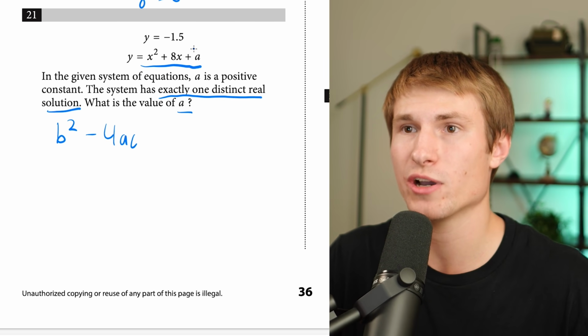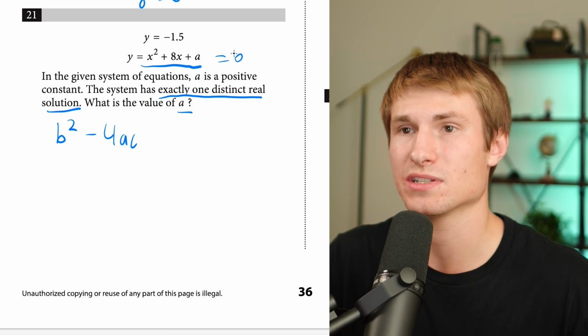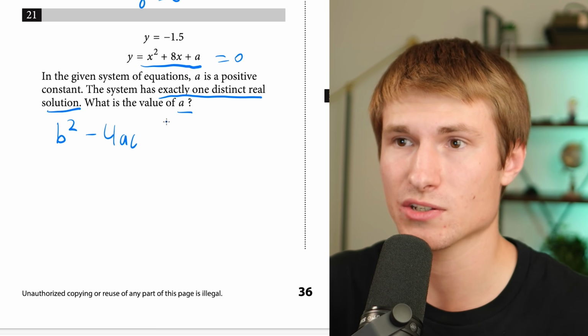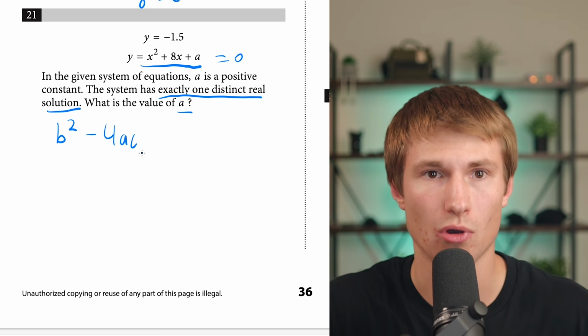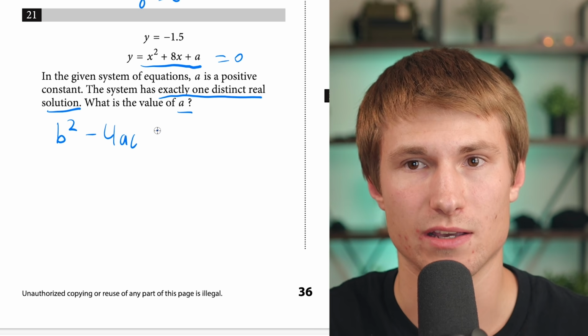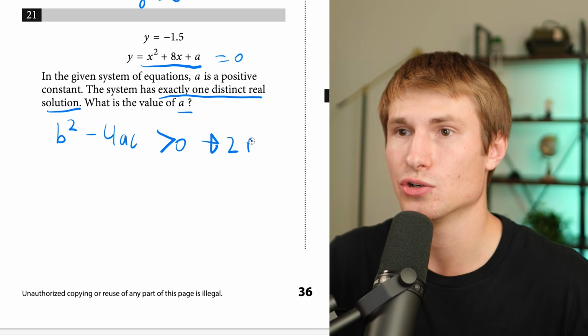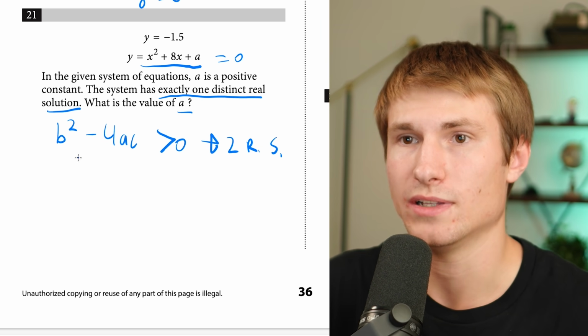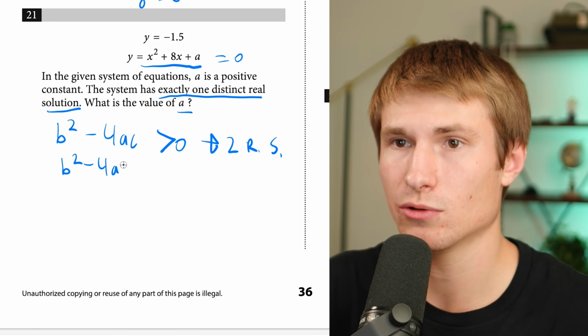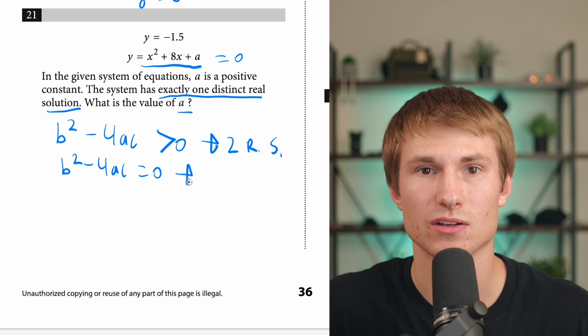So a quadratic equation looks like this, and it's got to equal 0. I'll show you how we get there in regards to this question in a second, but first I want to explain this rule. So b squared minus 4ac: if this value is greater than 0, then there are going to be 2 real solutions. What if this value is equal to 0? In that case, there is 1 real solution.